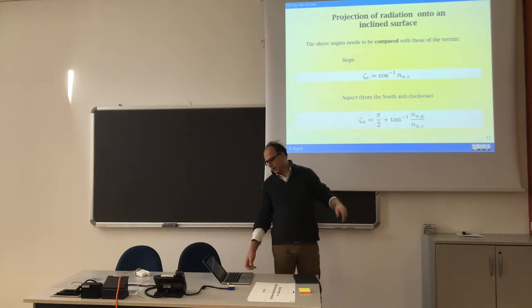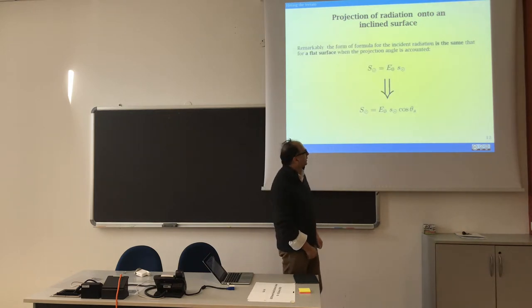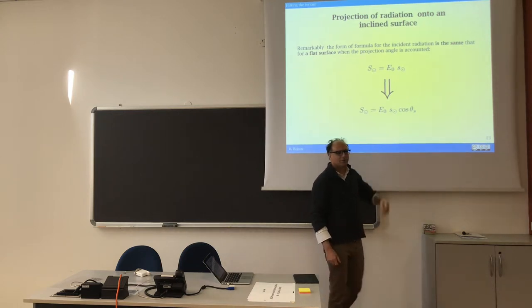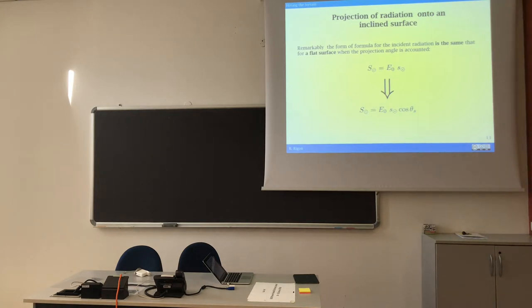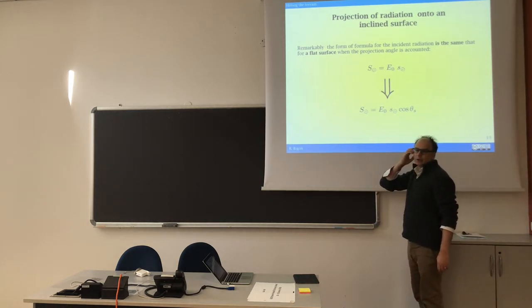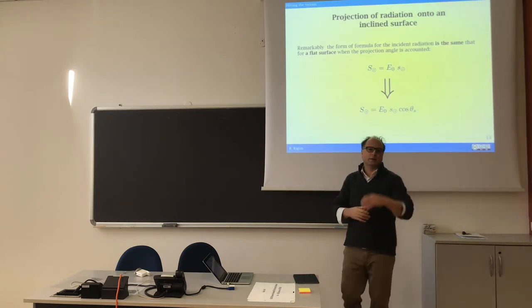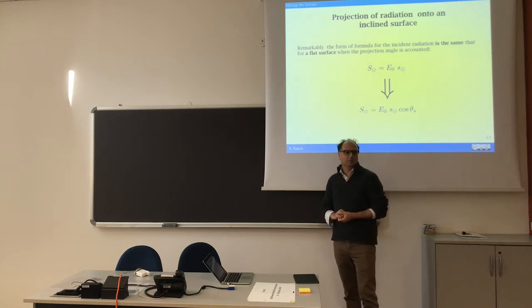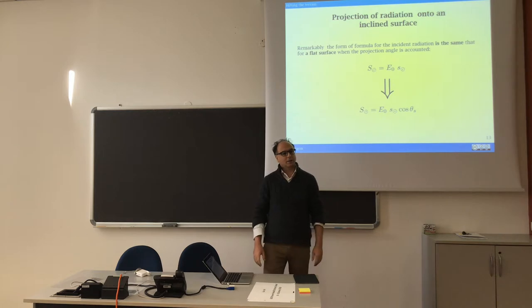So we have the slope, but the final important result is that nothing has changed in the form of the formula. The solar radiation is exactly the astronomical correction, the solar constant, and the cosine between the solar angle and the normal to our surface. Before, we were considering the normal of a flat surface, so it coincided with the zenith.